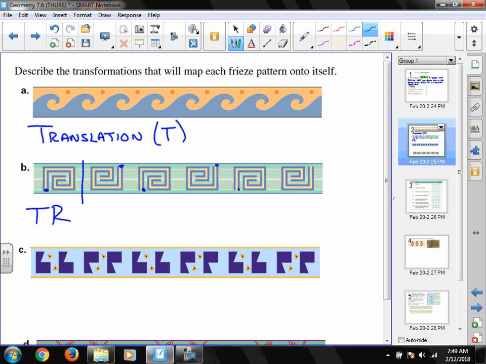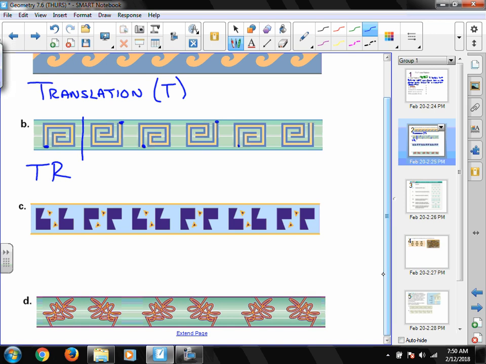If you guys think of wallpaper, sometimes people will put borders like these on their wallpaper to kind of break up the room a little bit. Not so popular now, used to be a lot more popular.